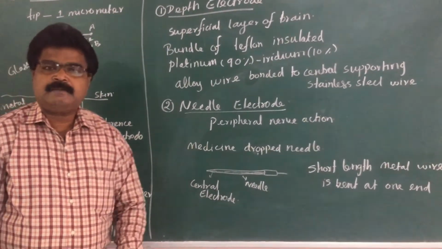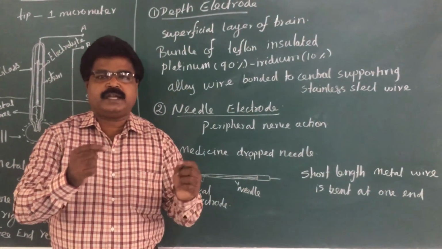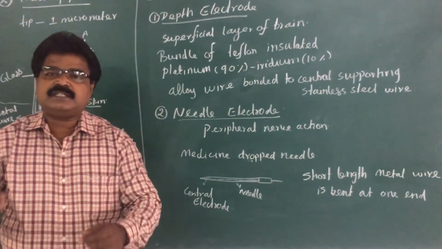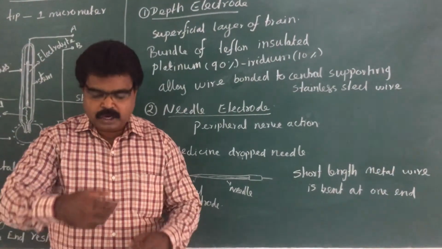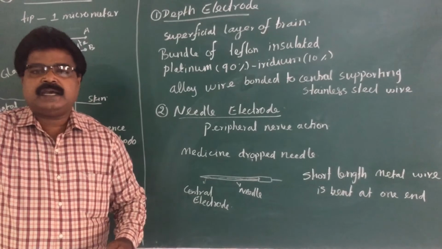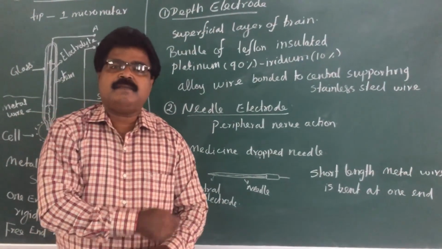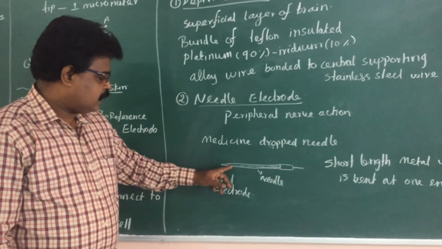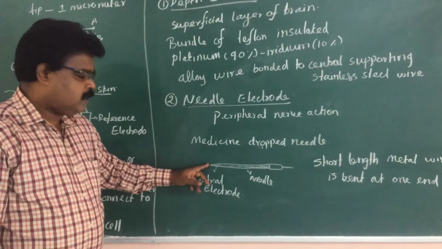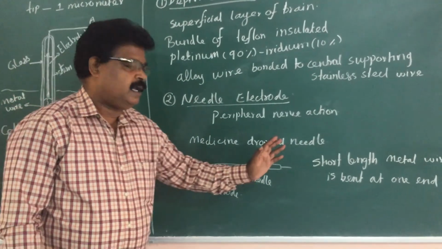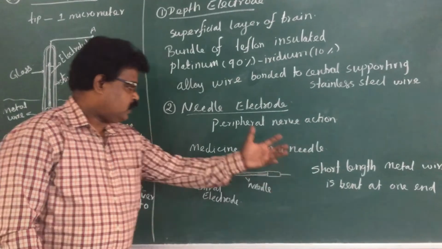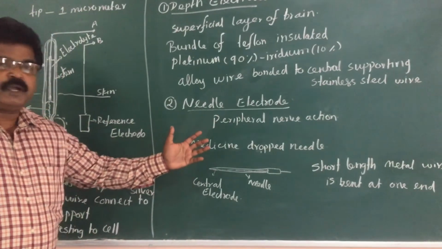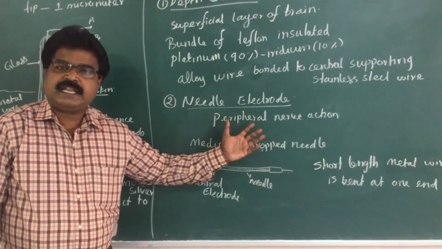So it consists of a needle and a metal wire, one end of which is bent. The bent end is inserted into the lumen of the needle, which is advanced into the muscles. Once you remove the needle, the metal wire will rest on the particular portion of the body. This will be inserted into the muscles and the needle will be taken back. So these are the needle electrodes, which are used to measure the bioelectric potential of a localized area of muscles.